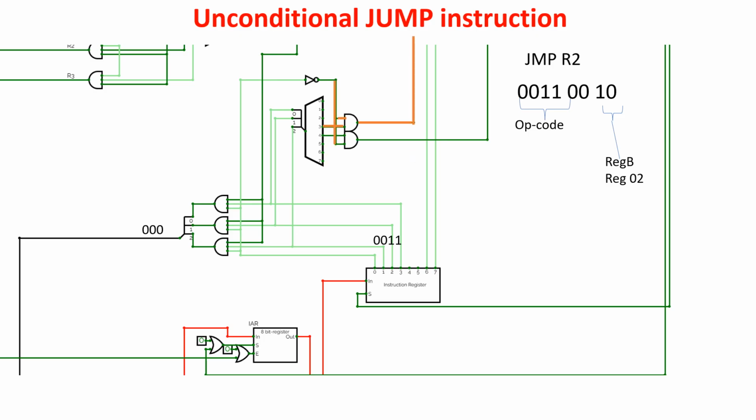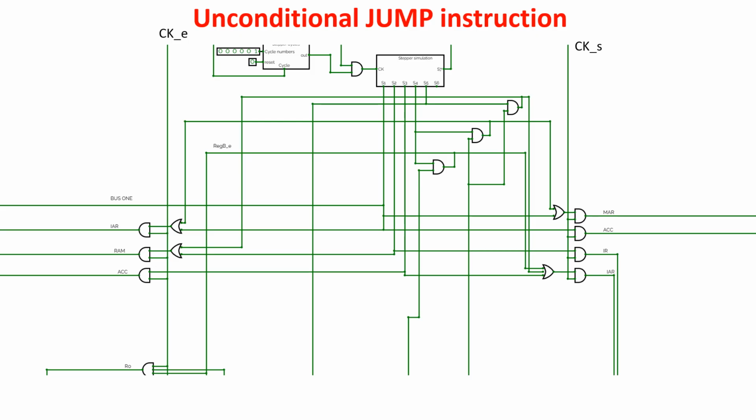The other unconditional jump instruction is this one, which says jump to the address specified as follows. So this instruction takes 2 bytes. The opcode is 0100, producing the second unconditional jump signal.